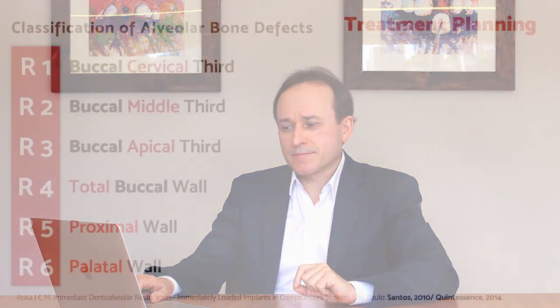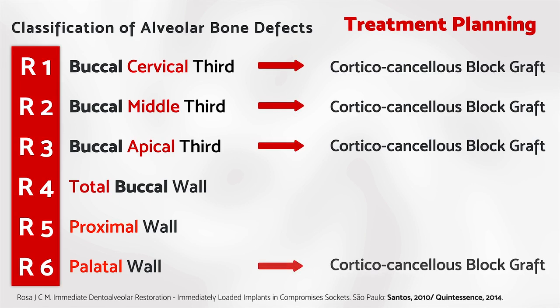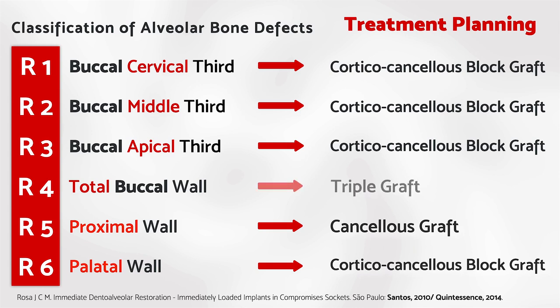In case that we have defects type R1, 2, 3, and 6, the main recommendation is corticocancellous block graft to restore the defect. When we have defects type R5 in the proximal wall, it's mandatory to use cancellous graft to restore the bone ridge. When we have defects type R4, it's mandatory to use a triple graft because we have to restore hard and soft tissue damage.